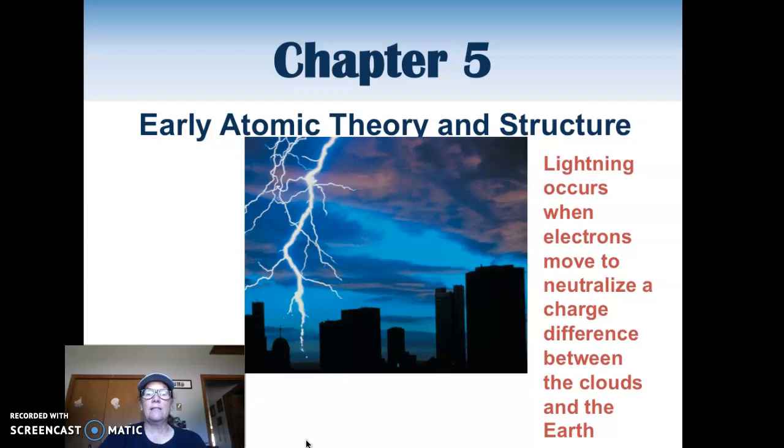Really what lightning is, when the clouds rub against each other, if you've ever walked across the carpet and zapped somebody on the nose, static electricity, it's a buildup of electrons. It's kind of the same thing on a much larger scale, and your rubbing is the clouds rubbing against each other, and then you get this buildup, and the only way to neutralize it is to discharge it, and that's those lovely lightning bolts that we see.